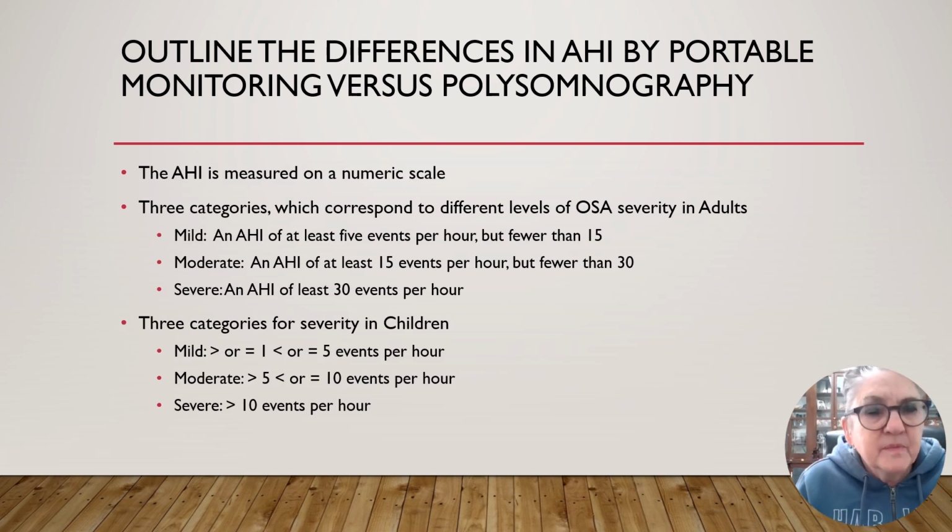The AHI is measured on a numeric scale. 3 categories which correspond to different levels of OSA severity in adults include mild, moderate, and severe. Mild is an AHI of at least 5 events per hour but fewer than 15. Moderate is an AHI of at least 15 events per hour but fewer than 30. And severe is an AHI of at least 30 events per hour.